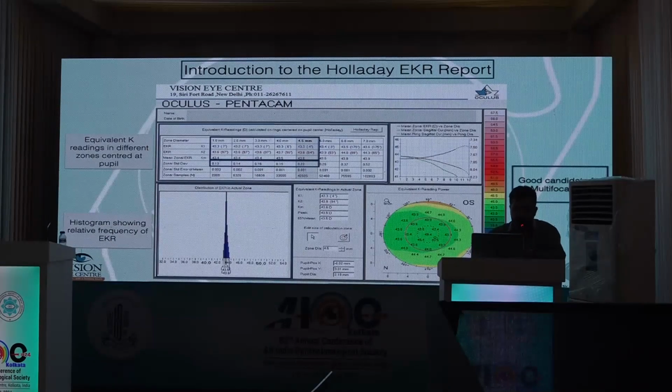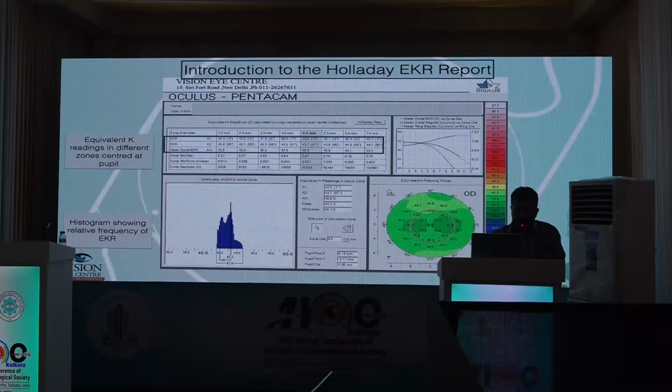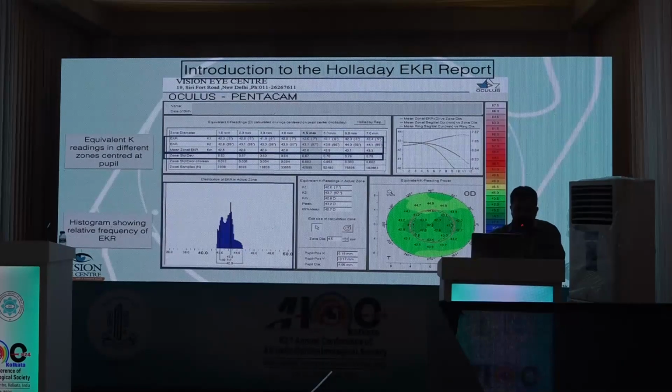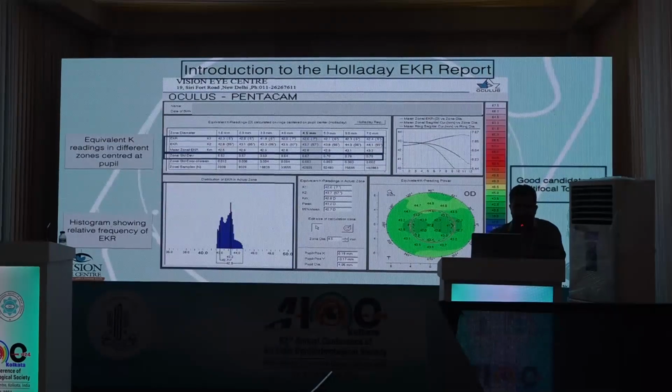There is, in this particular case, no need for a toric IOL because as you can see there is not much astigmatism. When you look at this cornea on the other hand, you see that there is astigmatism, there is cylinder. You see that this histogram is widely spread out, which you do expect in a case of astigmatism, but you see that the standard deviation here is quite low. Now this is indicating that this is a regular cornea which has astigmatism, and therefore you can consider a toric IOL here. And if the individual wants a multifocal, you can still go for that as well, because you can see that this is a healthy cornea with astigmatism. It's not an unhealthy cornea with irregular astigmatism.